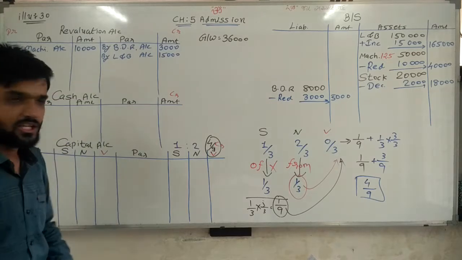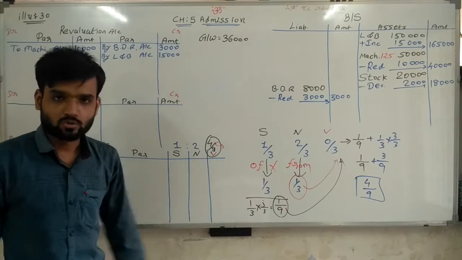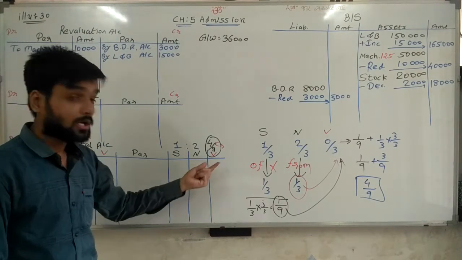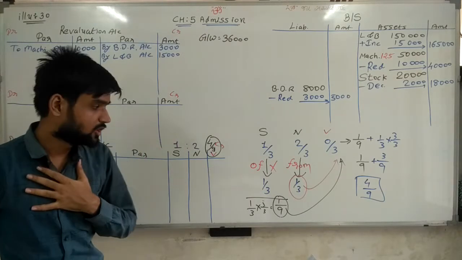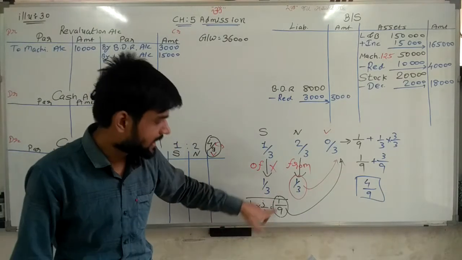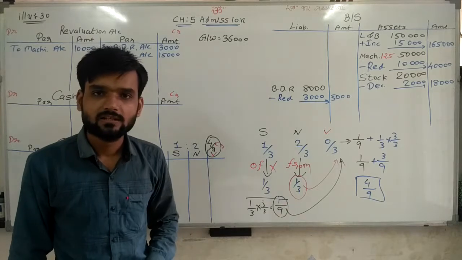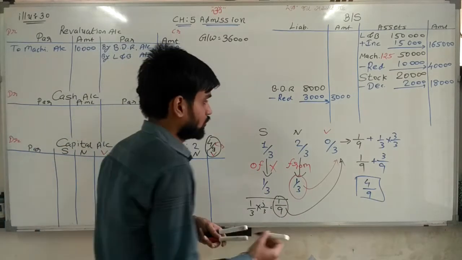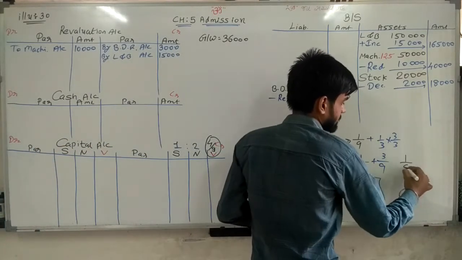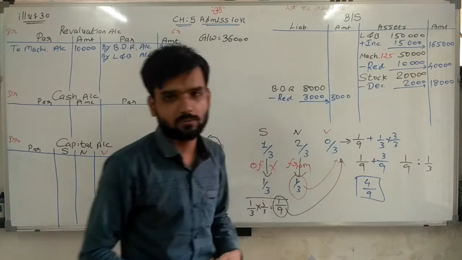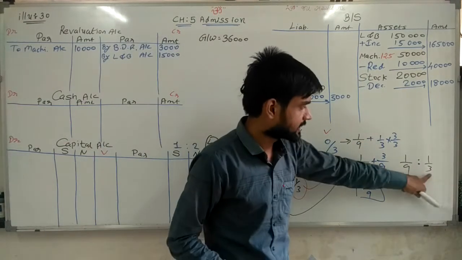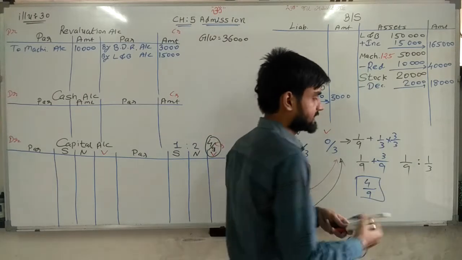4/9 is the ratio of Vijay. So now we have a share of Vijay, and we also have a value of sacrifice. 1/9 and 1/3 is the sacrifice ratio. Again we cannot compare directly. Here 3, here 9, so make it the same.